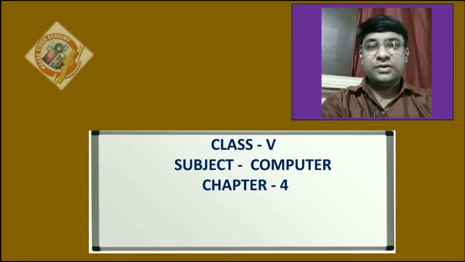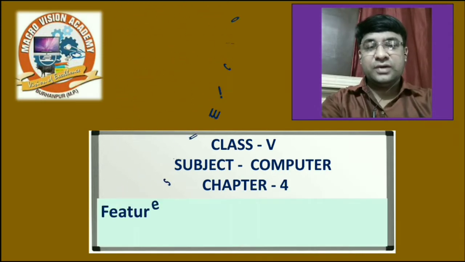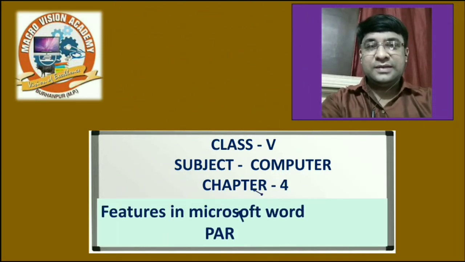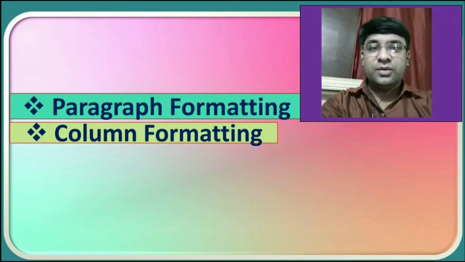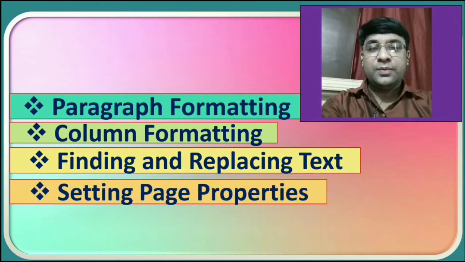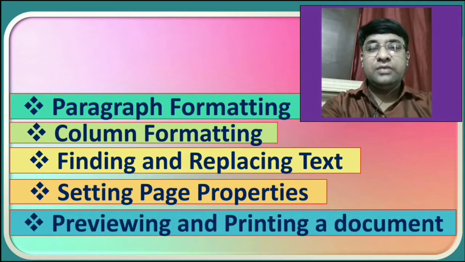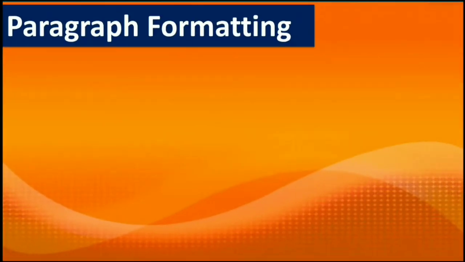And today we are going to start chapter number 4, that is features in Microsoft Word. In the previous chapter, you have discussed how we can change the display setting of the Windows operating system. Now in this video, we will discuss paragraph formatting, column formatting, finding and replacing text, setting page properties, and previewing and printing a document. In this video, we will discuss paragraph formatting.